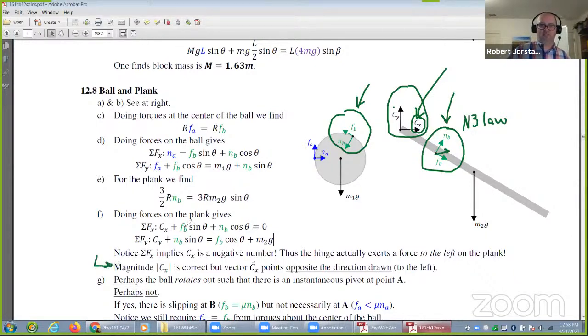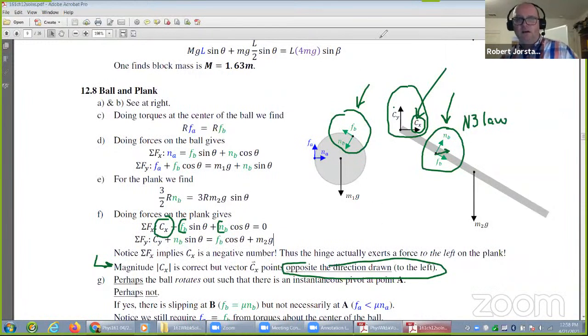We expect, look at it right here. This is a positive number. This is a positive number. CX is going to have to be a negative number. All right. And that's okay. Notice it points opposite the direction I drew it. That's what that means. All right.